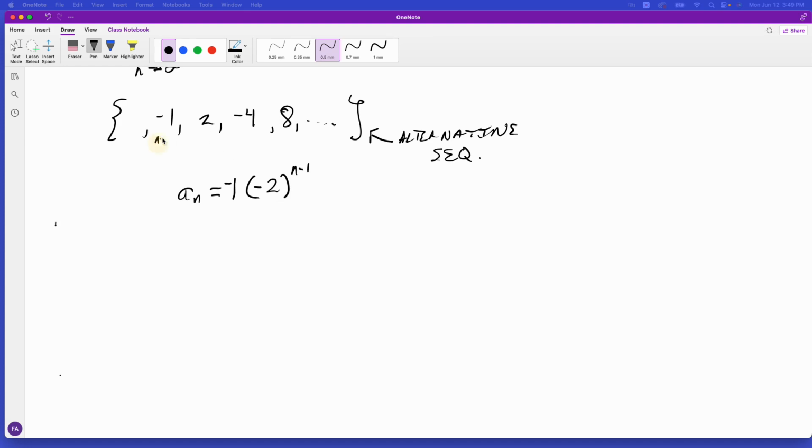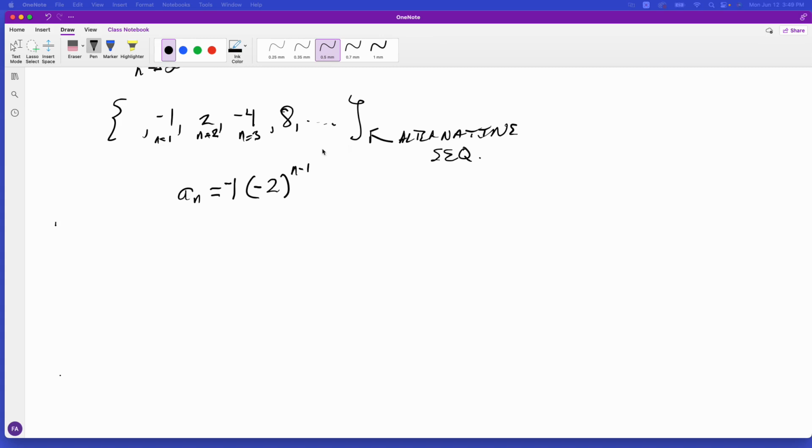So this is n equal to 1. This would be n equal to 2. So you plug 2 in. 2 minus 1 would be 1. -2 to the first power gives you -2 times -1 gives you +2. Check the third one. So that'd be n equal to 3 right here. So 3 minus 1 would be 2. -2 raised to the second power would be 4. Times -1 gives us -4. So that works. That actually does get us all of them.